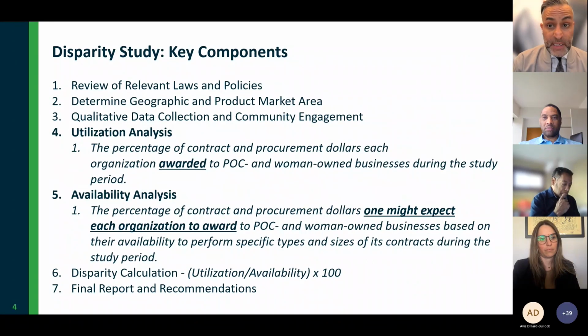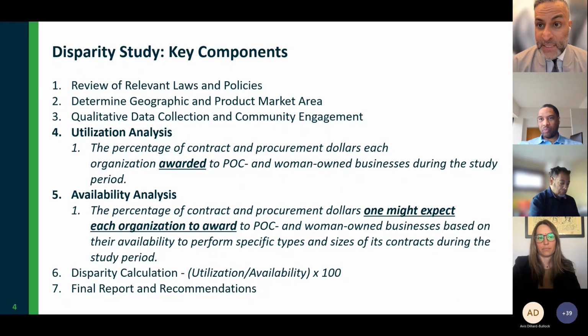Disparity studies themselves are made up of a large collection of quantitative and qualitative research tasks. We're going to focus in on what we really consider the core of the disparity study, which is the utilization analysis, which calculates the percentage of contracted procurement dollars that actually went to person of color and woman-owned businesses during some study period.